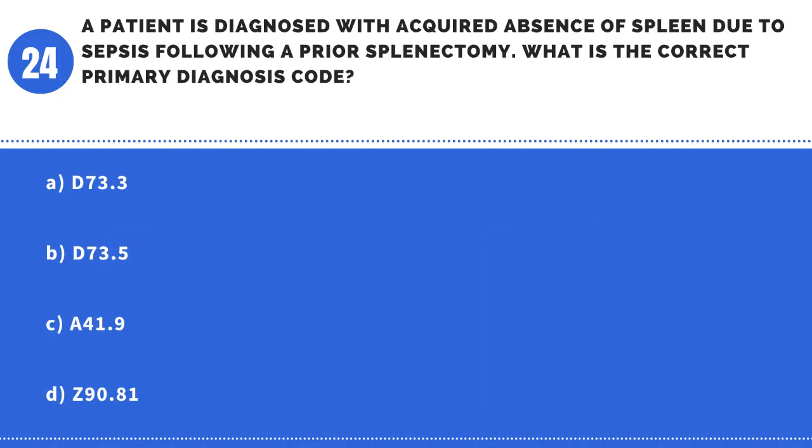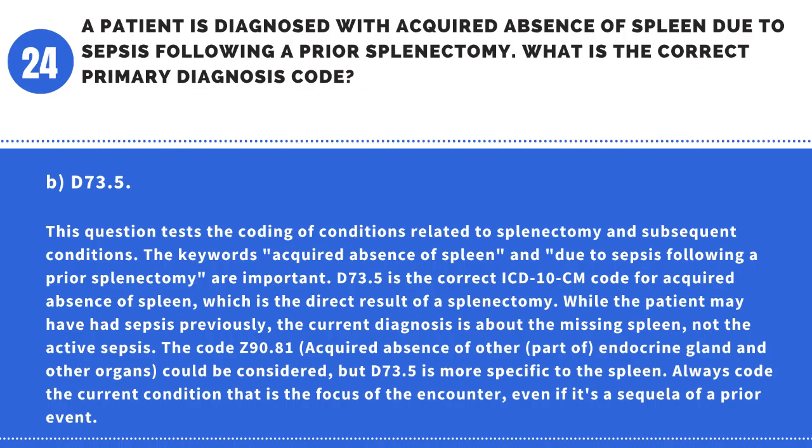Question 24. A patient is diagnosed with acquired absence of spleen due to sepsis following a prior splenectomy. What is the correct primary diagnosis code? A. D73-3. B. D73-5. C. A41-9. D. Z90-81. Answer B.